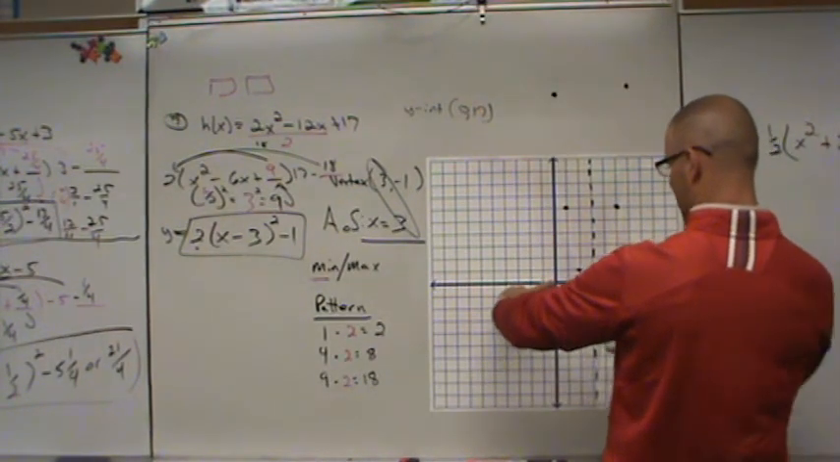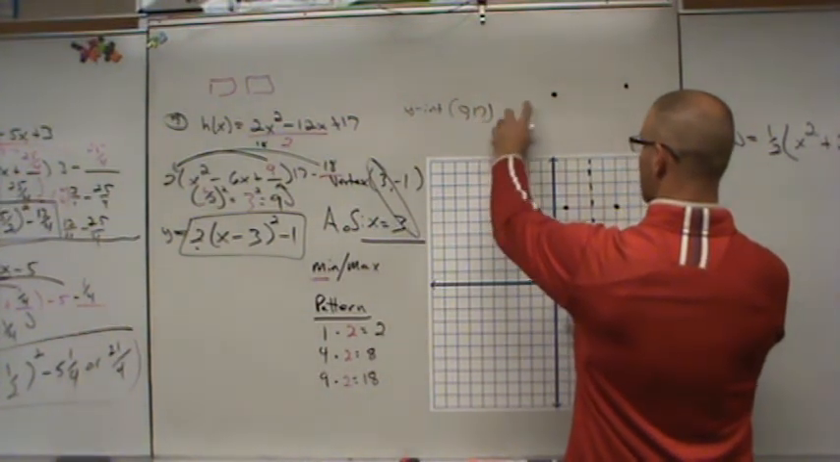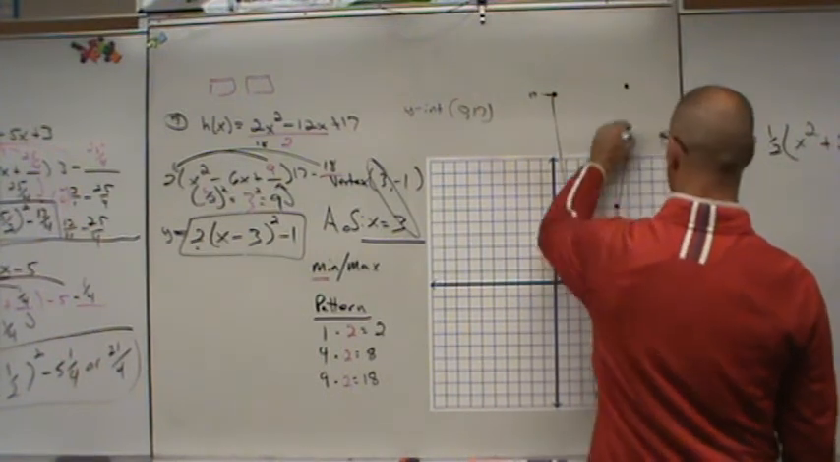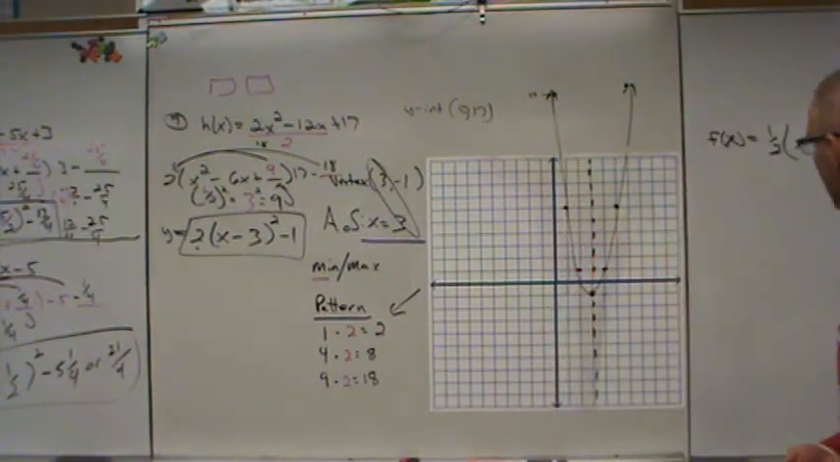That should make sense because I went 1 unit below the x-axis, and look at where my y-intercept was. That would put me at 17. This up here would be 17. So there is my parabola. Again, my focal point is this pattern right here. All right?